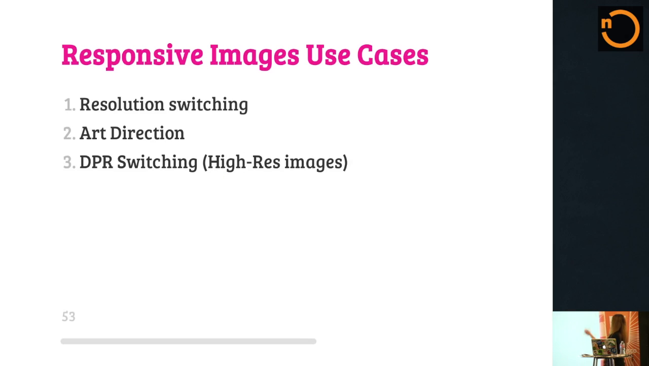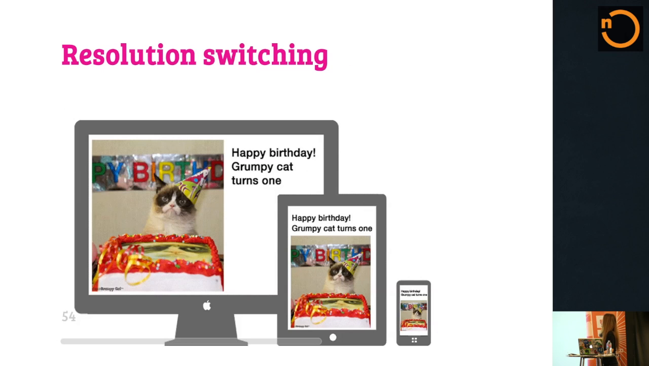So, responsive image use cases. There are 3 use cases, maybe more, but let's say we have 3 use cases currently: resolution switching, art direction, and DPR switching for high-res images, like for Retina displays and such. I'm going to talk about those now. So this is resolution switching, one of the use cases we use for responsive images.